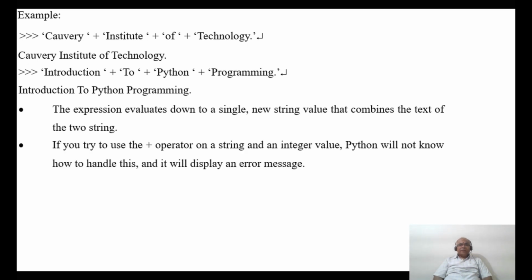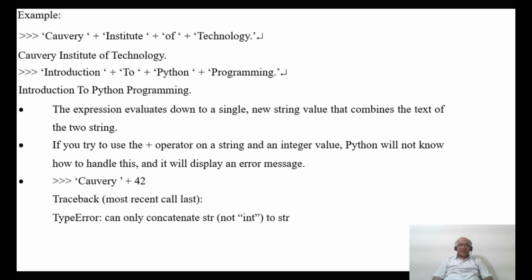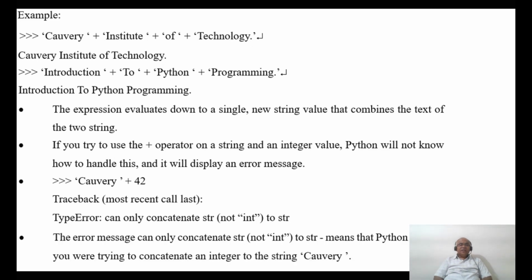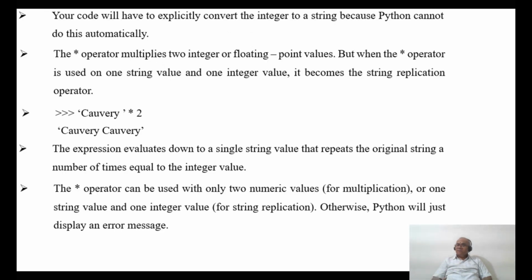If you try to use the plus operator on a string and an integer value, Python will give an error message. Python will not know how to handle this and it will display an error message. That means if you give 'Kaveri' plus 42, Kaveri is a string whereas 42 is an integer. So the error message is: can only concatenate str, not int, to str. This means that Python thought you were trying to concatenate an integer to the string Kaveri, which is not possible.